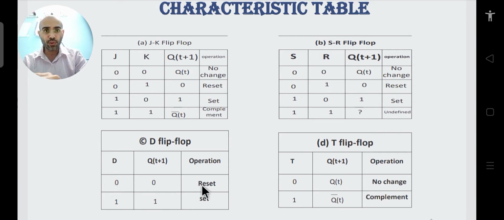Now if you consider a D flip-flop, it is very simple. If the input D is 0, the output Q(t+1) will also be 0, so it is reset. If D is equal to 1, then the output will also be 1.